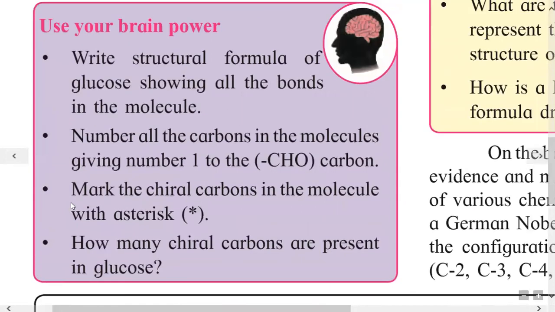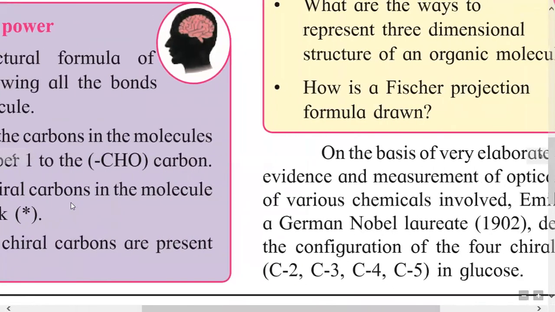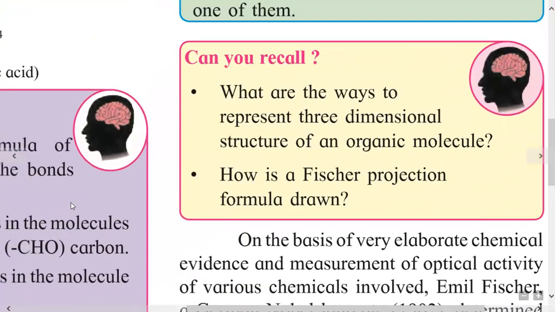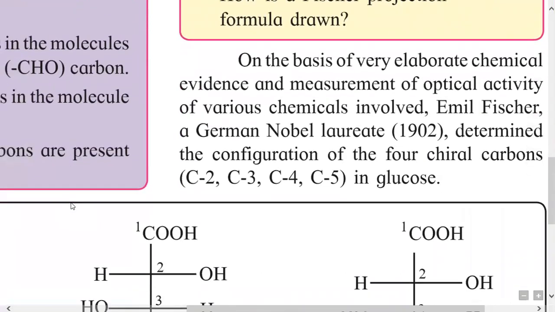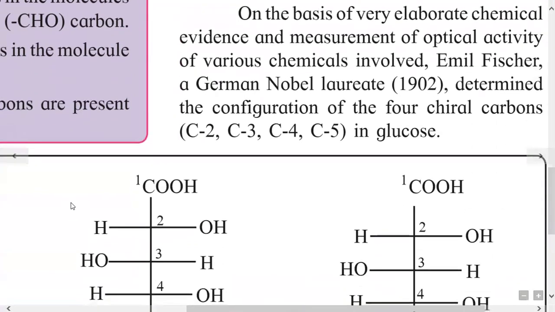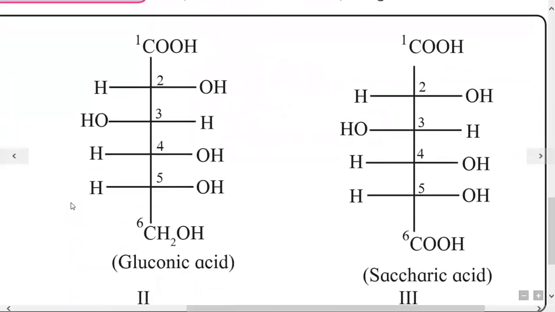So this confirms the structure of glucose that contains four chiral carbon atoms. On the basis of chemical evidence and measurement of optical activity of various chemicals involved, Fischer, a German scientist, determined the configuration of the glucose molecule with four chiral carbon atoms, that is the second carbon, third carbon, fourth carbon and fifth carbon.